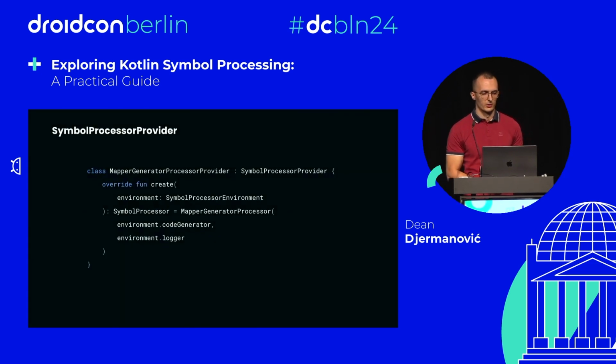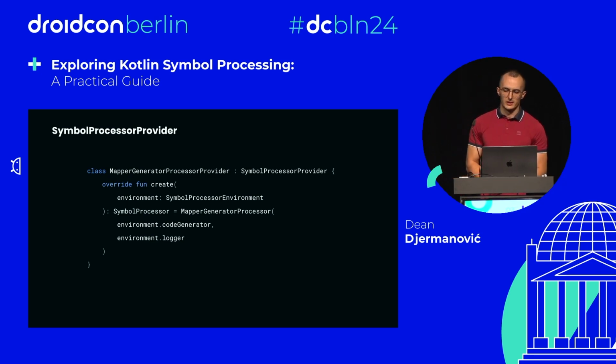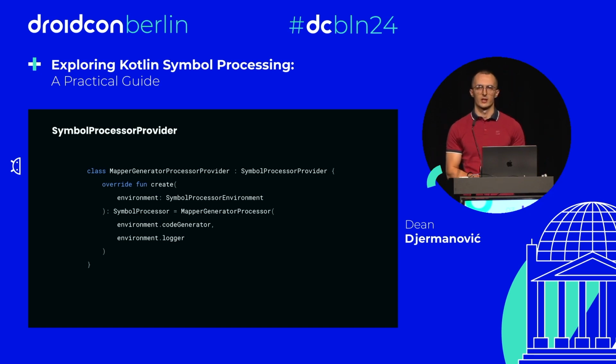After we've defined our custom annotation, the next component we have to define is a SymbolProcessorProvider. SymbolProcessorProvider is a component that allows you to create an instance of your own custom symbol processor. To create a SymbolProcessorProvider, we have to create a new class that implements the SymbolProcessorProvider interface, which is part of the KSP API. When we implement this interface, we have to override the create function. The create function will be called by Kotlin Symbol Processing to create an instance of a symbol processor. In our case, we are creating an instance of MapperGeneratorProcessor, which is our custom symbol processor that we are going to implement in the upcoming slides.